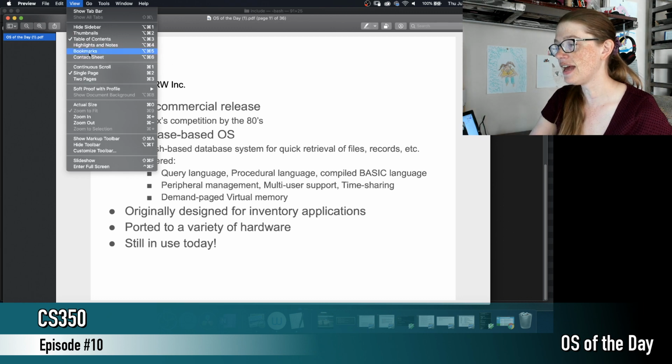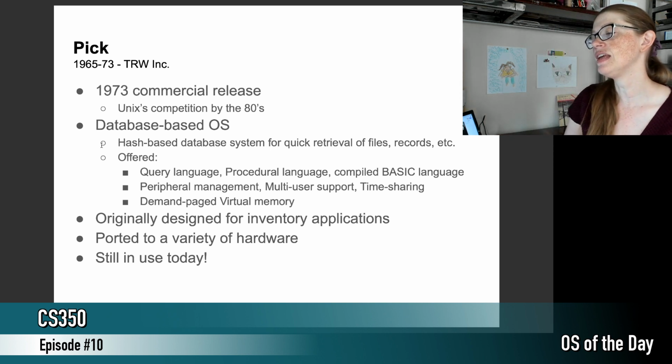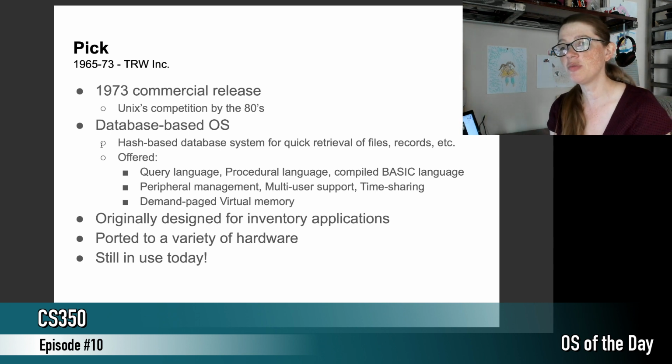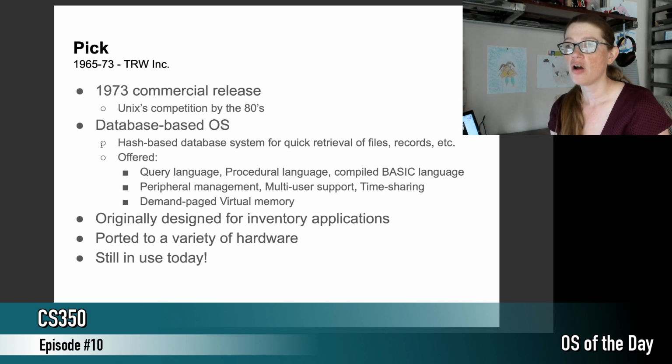So, the OS of the day is called PIC. And PIC was developed starting around 1965 and officially released commercially in 1973. It was developed by a gentleman by the name of Dick Pick, for whom it is named. And what's really interesting about the PIC operating system is just how different it is from all of the other operating systems at the time.